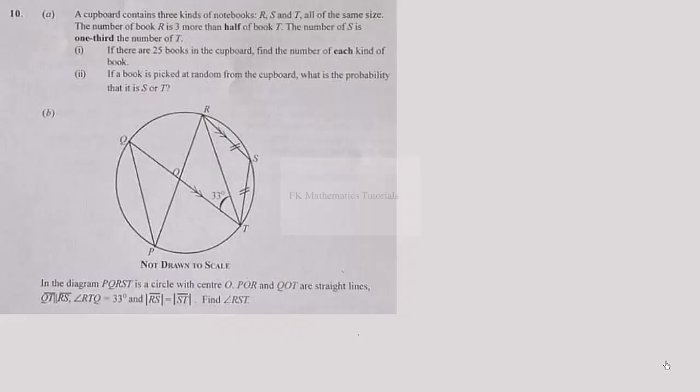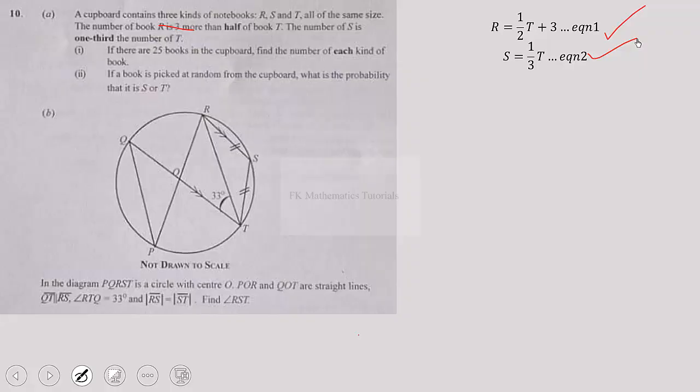So we can use this information given to form equations. We're told that the number of book R is 3 more than half the number of book T. So that is what we get here. Then we're also given that the number of S is 1/3 the number of T. So that is equation 2. Then we're also given that there are 25 books in the cupboard. So when we add all the books, we get 25.